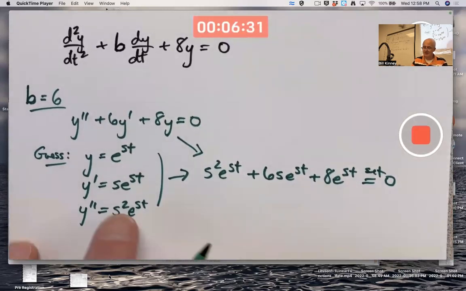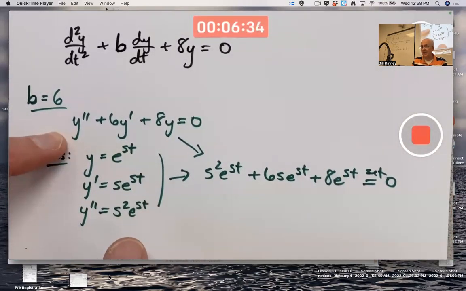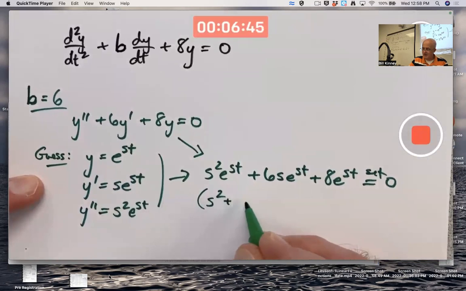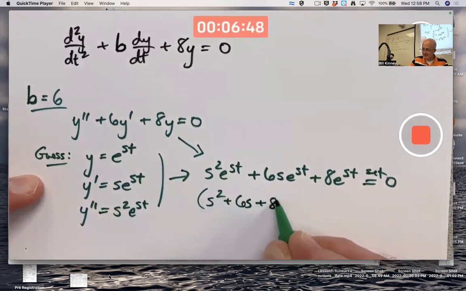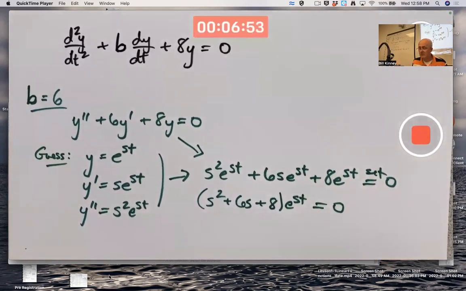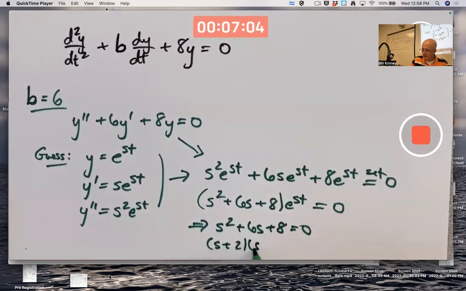You want such a function to be in the kernel of this linear transformation, really. This linear operator is a linear transformation. Are there any values of s that work? You should understand the logic here. You factor out e to the st like this. E to a power is never ever 0. So because of that, it's good enough to solve where this quadratic equals 0, which can be done either with the quadratic formula or by factoring. And in this case, you get two roots, -2 and -4.